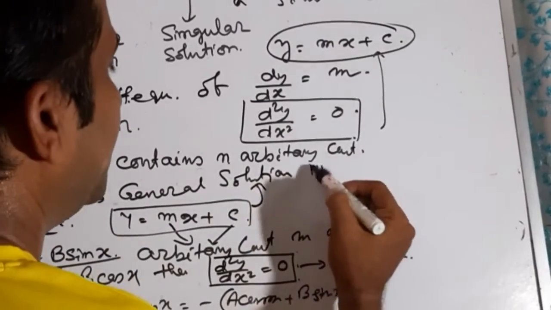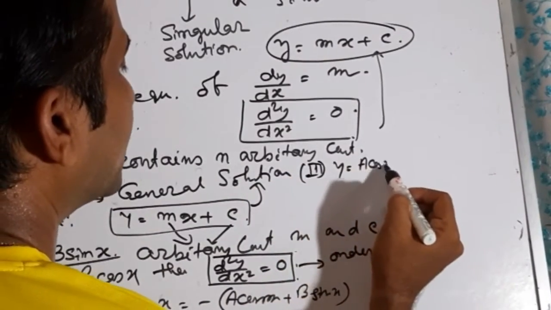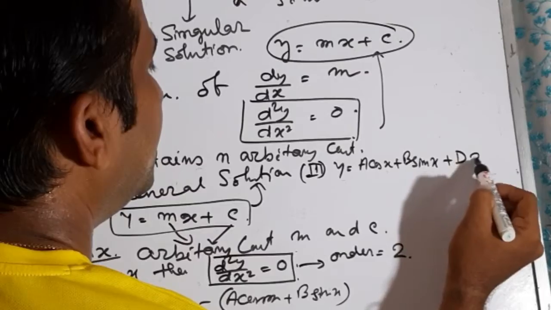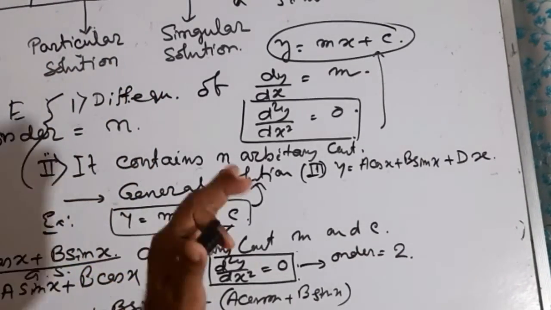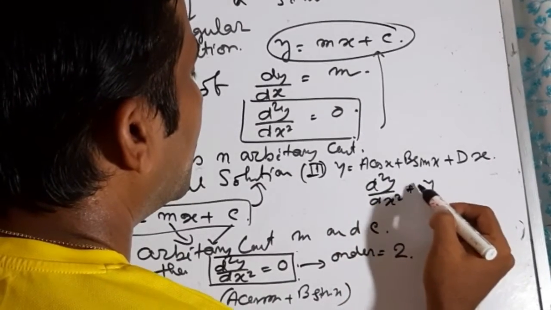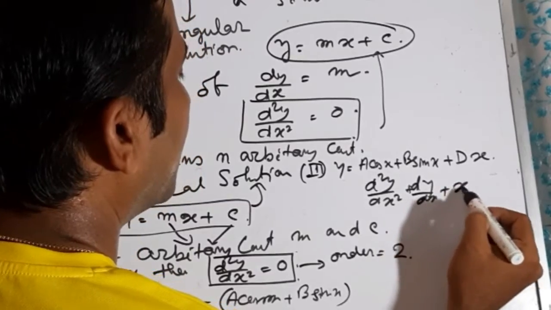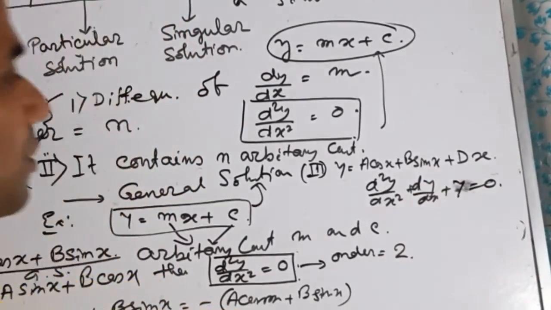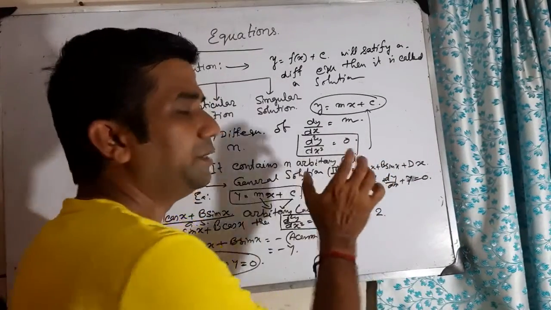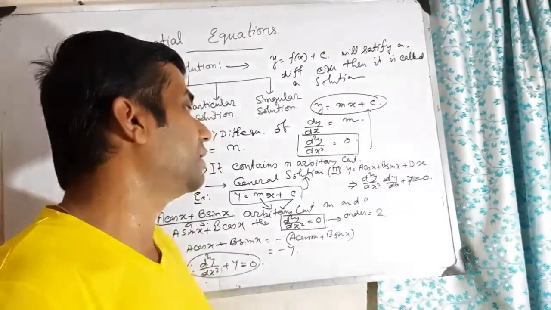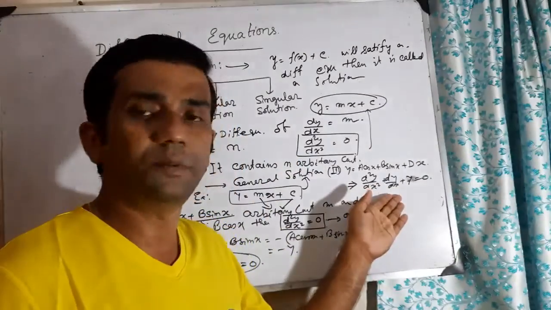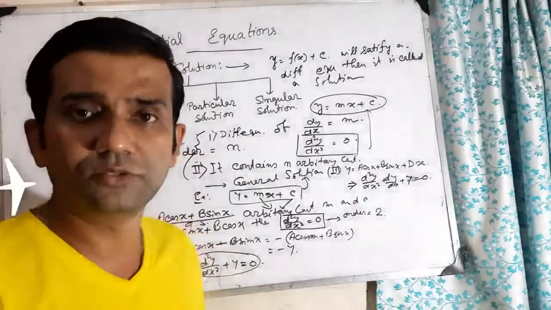Third example: y is equal to a cos x plus b sin x plus c, is it a general solution of d2y/dx2 plus dy/dx plus y is equal to 0? So your answer will be no, because there are three arbitrary constants, a, b and c, but the order of the differential equation is 2. So it is not a general solution of this differential equation d2y/dx2 plus dy/dx plus y is equal to 0.